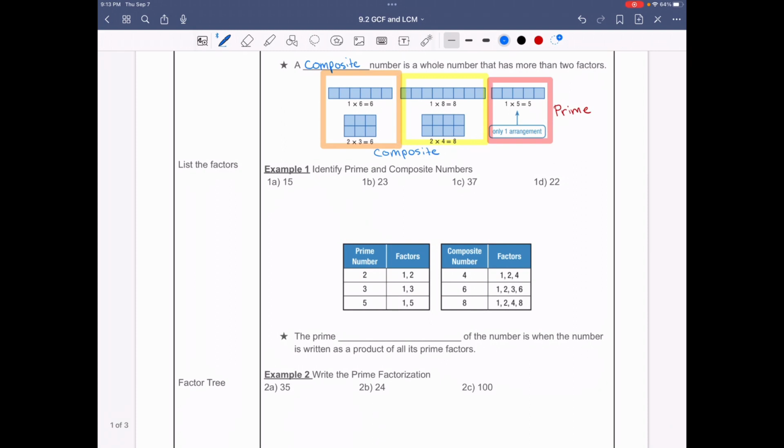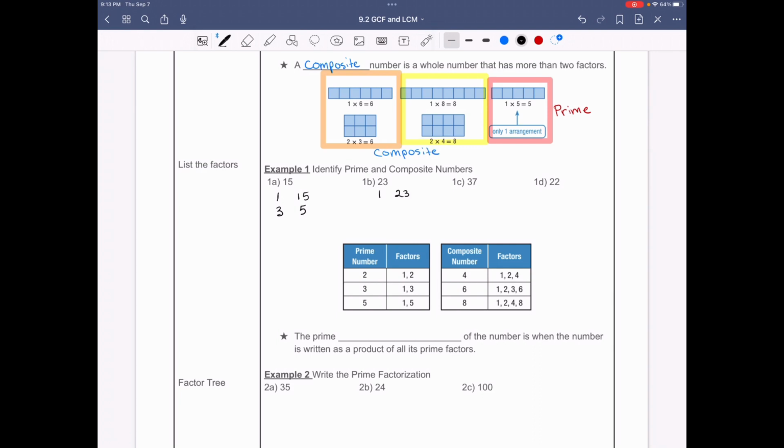All right, so for example 1, it's asking us to identify prime and composite numbers. To do that, we have to list the factors. Does 15 have factors other than 1 and 15? We'll start with 1 and 15, and then make a list. Then we have 3 and 5, and that's it. For 23, I can have 1 and 23, and I can't think of anything else, so that means it's prime.